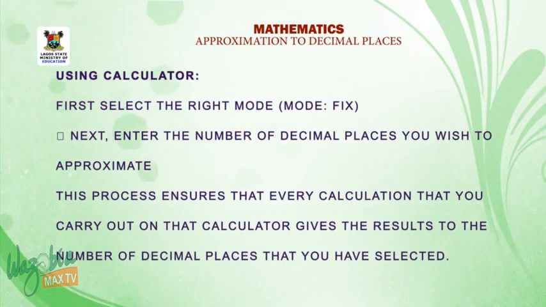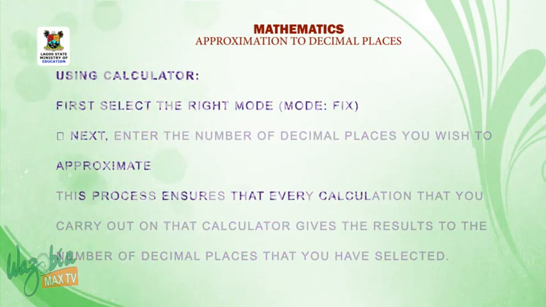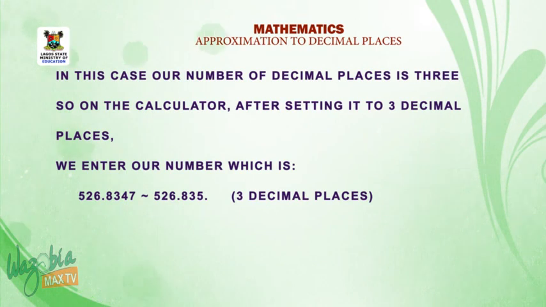Now, using the calculator, as I mentioned earlier, we set our mode to fix. The next thing, you need to enter the number of decimal places you wish to approximate. This process ensures that every calculation that you carry out on that calculator gives the results to the number of decimal places that you have selected. In this case, our number of decimal places is 3.